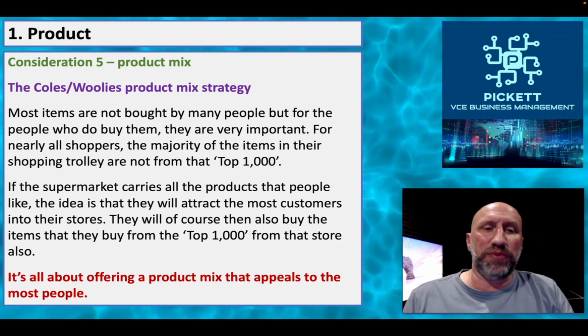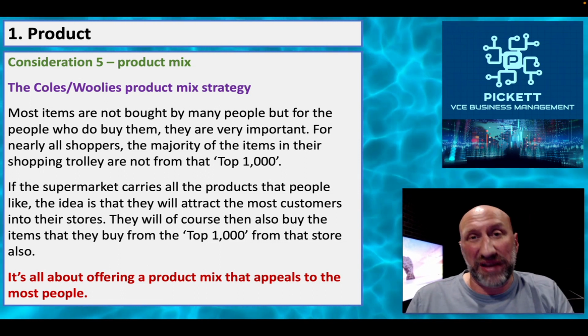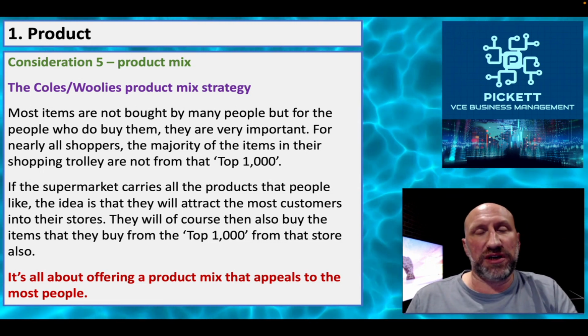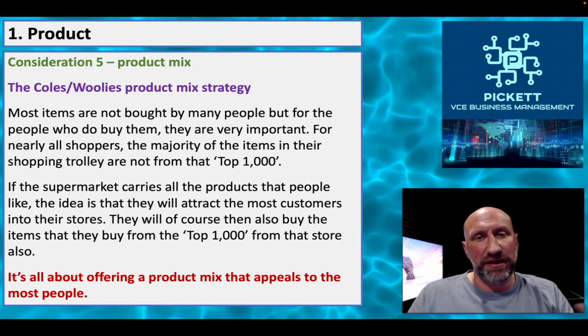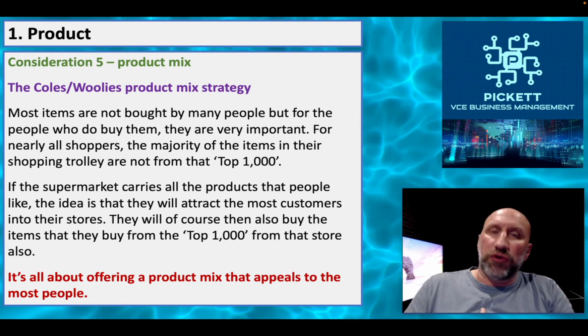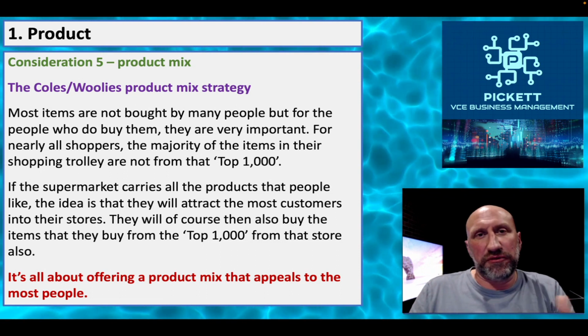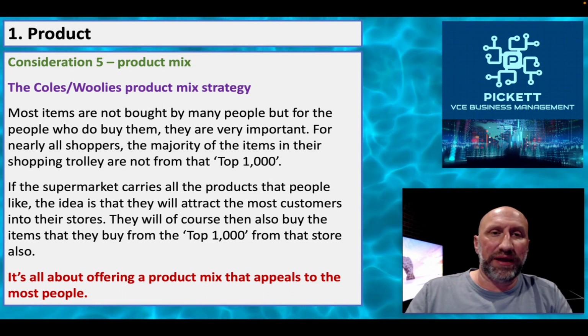So the idea being, if the supermarket carries all of the products that each individual person likes, they're going to attract the most customers. Because if somebody can go into that shop and buy all the things that they like, they're going to go there. Then, of course, they're also going to be buying that top 1,000 from that shop as well, because you're generally going to do your shopping in one place. So that's that strategy, okay?